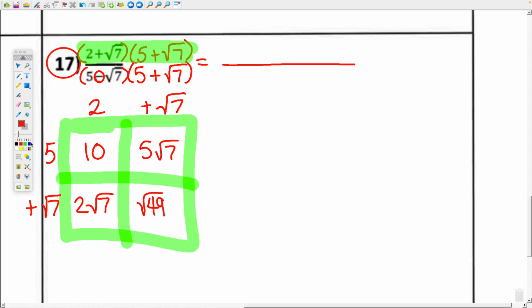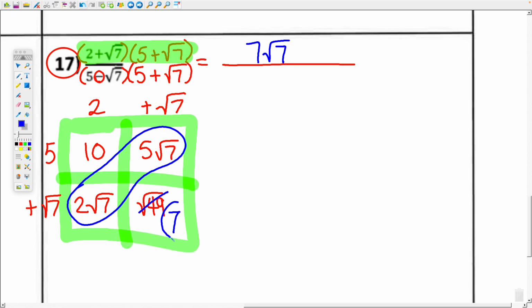Now we're going to simplify. Let me know when you're ready. That goes together, giving me 7 times the square root of 7. But what does the square root of 49 become? So now I have 10 plus 7, which is 17. Got it?